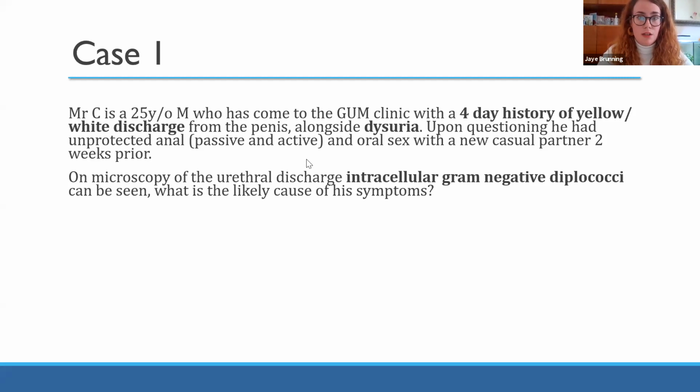And then the main clue that you know that it's gonorrhea is because there's that intracellular gram-negative diplococci, and that is what gonorrhea is. So even though chlamydia is intracellular, it's not a gram-negative diplococci as such. So for me, the answer to this one is Neisseria gonorrhoeae. Okay, so I hope that makes sense.